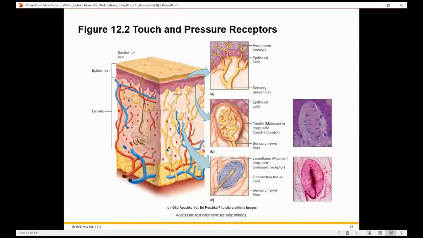This figure shows you the touch and pressure receptors. Here we have basic free nerve endings in the epithelial cells. Here we show the tactile Meissner corpuscles, and here we show the lamellated Pacinian corpuscles.